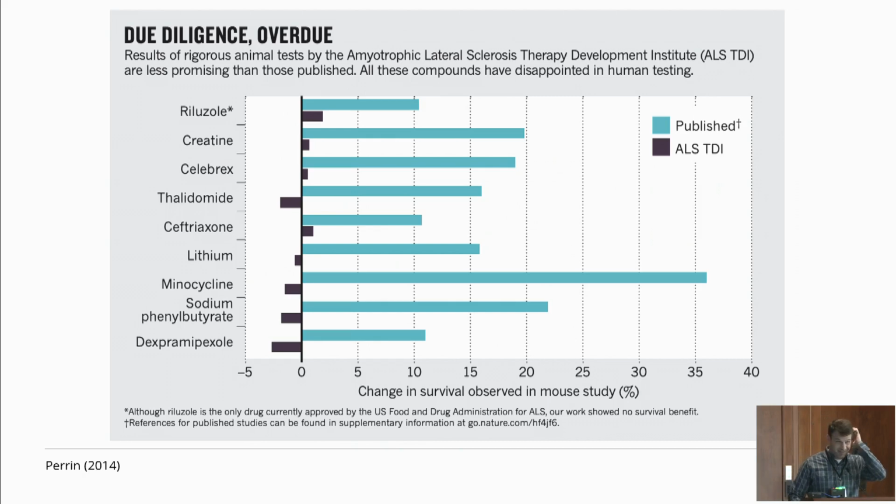And this is important, right? It's really important because it tells us the implications we're going to have in terms of what we use these findings for to solve real problems. So here's an example from the ALS Therapy Development Institute. So this graph shows us between the original published findings, these green bars, and what they found in their replications, the black. And in all these cases, the replications fell well short of those exciting published findings.